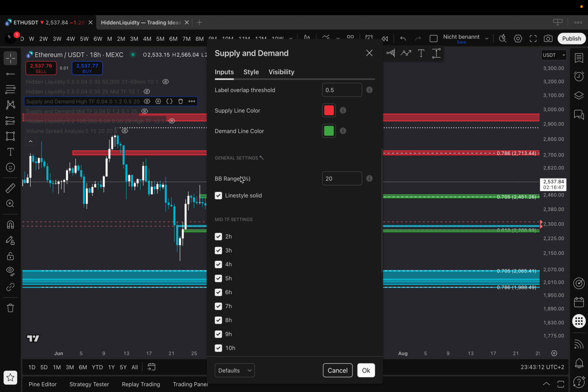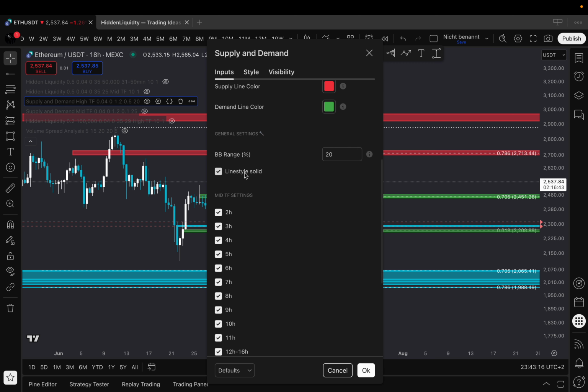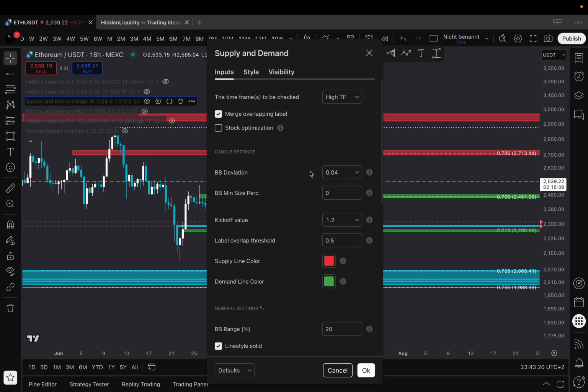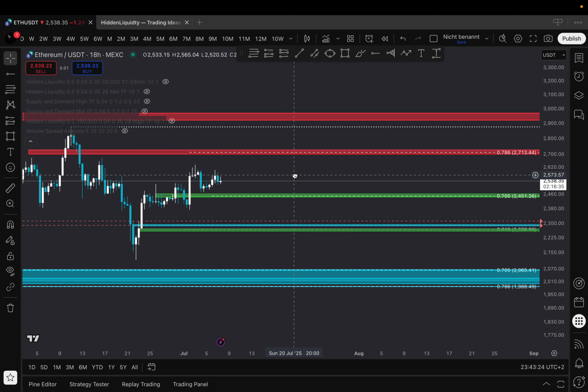Yeah, also breaker block range, and that's just a visual setting as well. You can uncheck the boxes. So let's get into the analysis. You plotted your levels, and then you just want to check if you did it right.